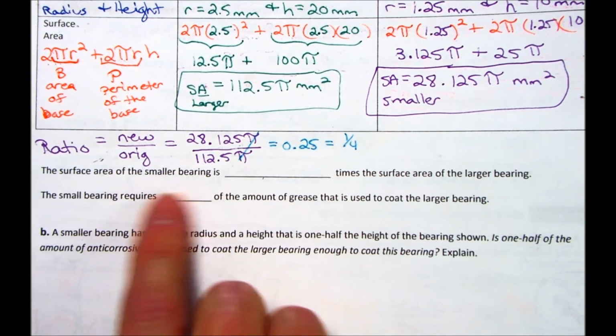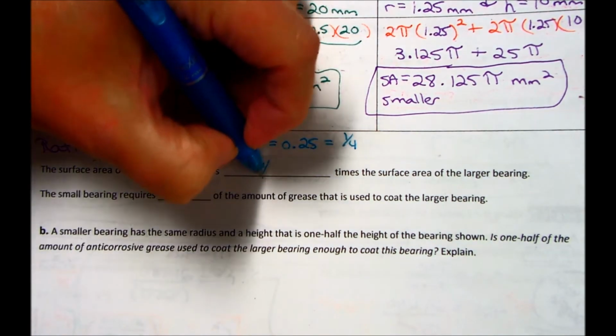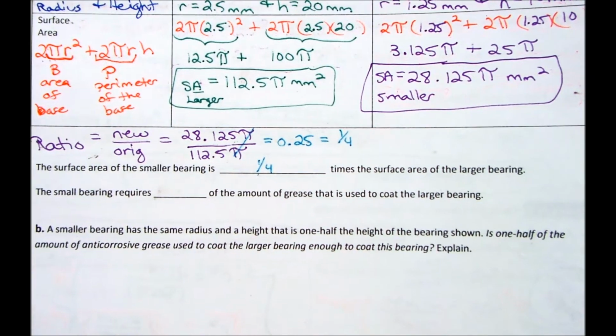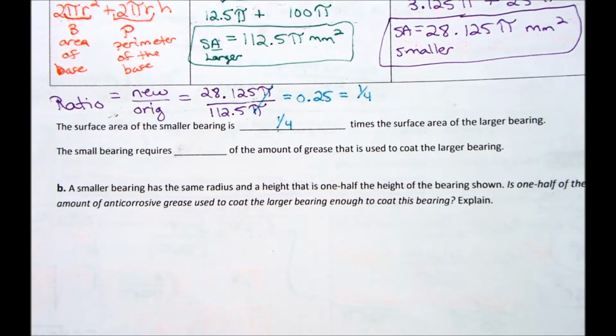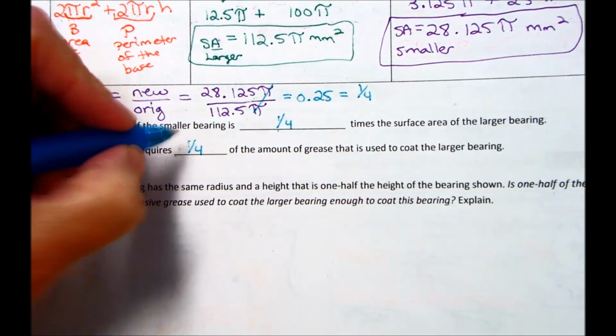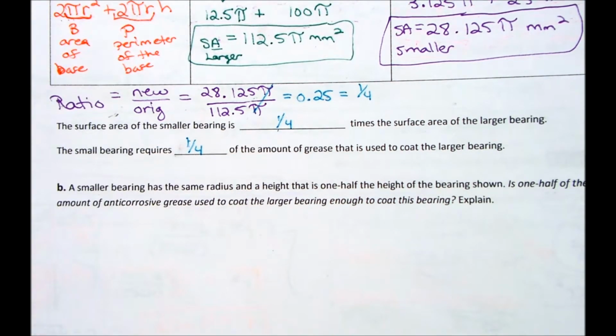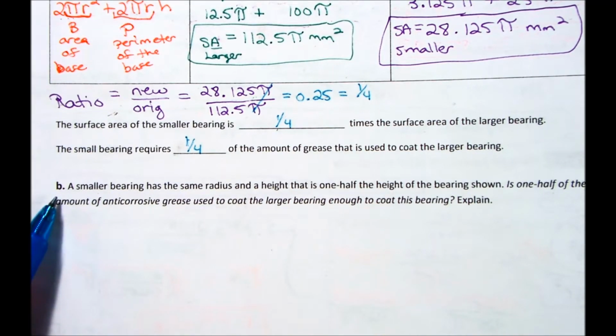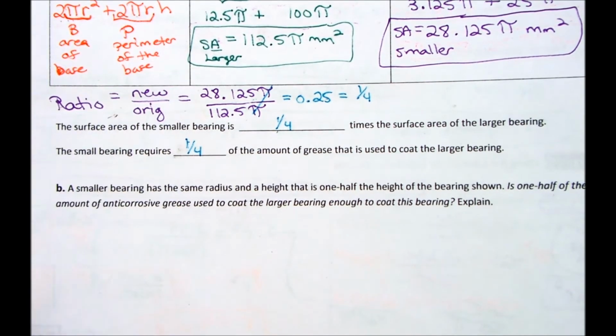So the surface area of the smaller bearing is actually 1/4 times the surface area of the larger bearing. So the smaller bearing requires 1/4 of the amount of the grease that is used to coat the larger bearing. All right, so this part B now is a continuation of the previous part.